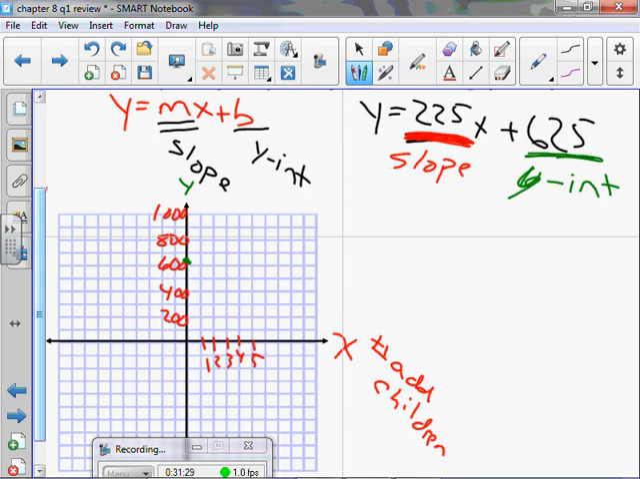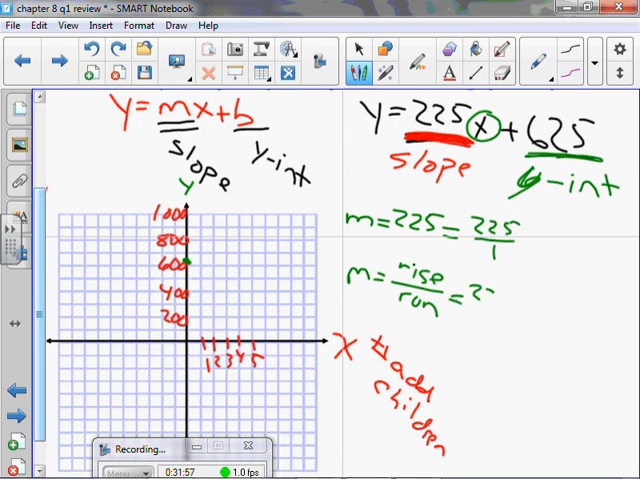And then from there, I use my slope. My slope is saying every time I go up by 1 on x, I go up 225 on y. So rise is 225 over run. Remember, slope equals rise over run. If I write 225 as a fraction, it's 225 over 1. So my rise is 225 if my run is 1. So I go over 1 and up 225. That would be right here.